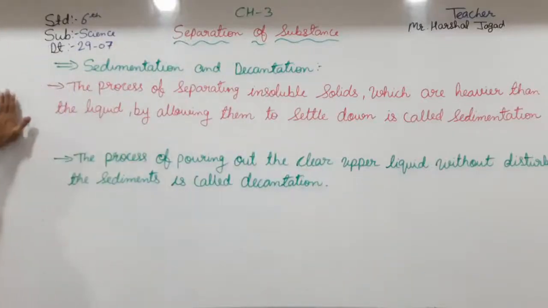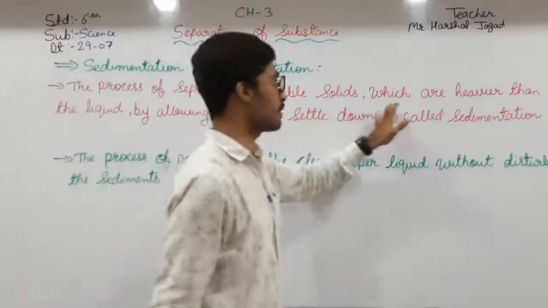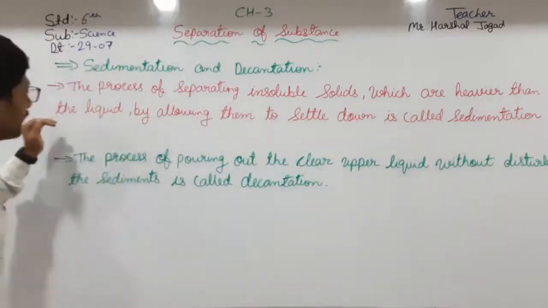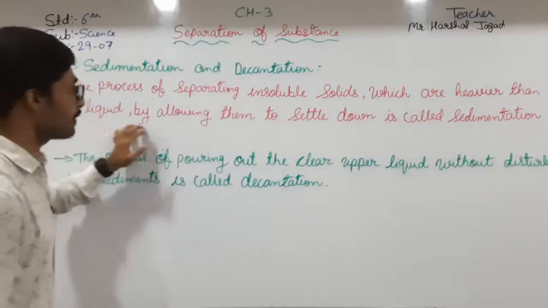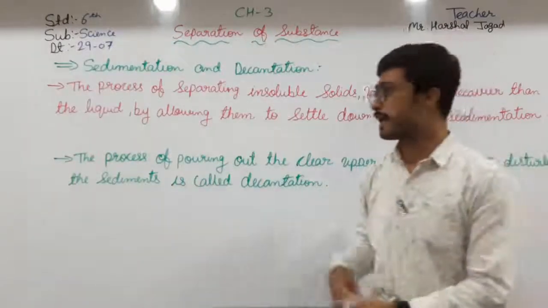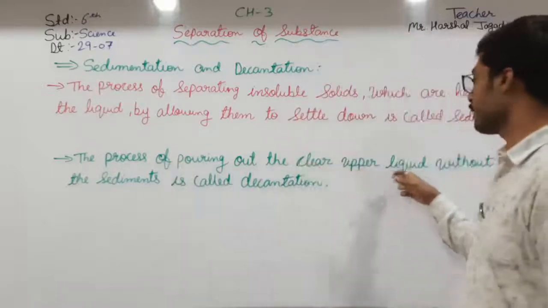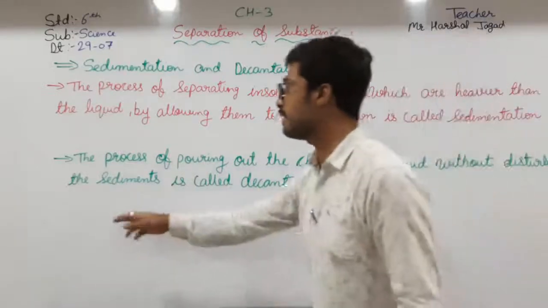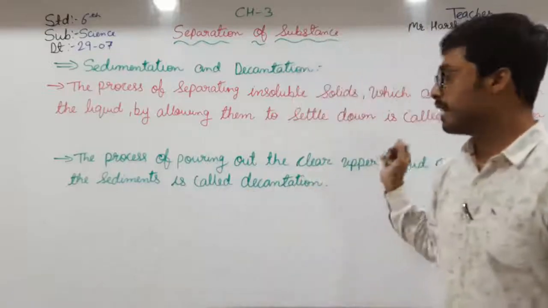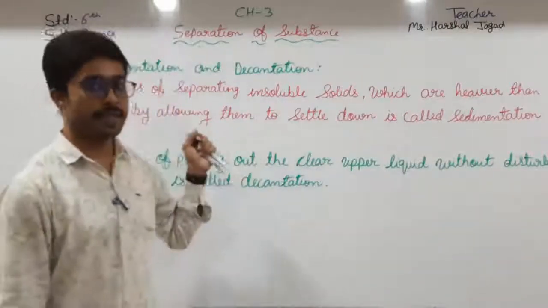Here, first of all, what is sedimentation? That is the process of separating insoluble solids which are heavier than the liquid by allowing them to settle down. And decantation is the process of pouring out the clear upper liquid without disturbing the sediments. So these two processes are linked with each other.